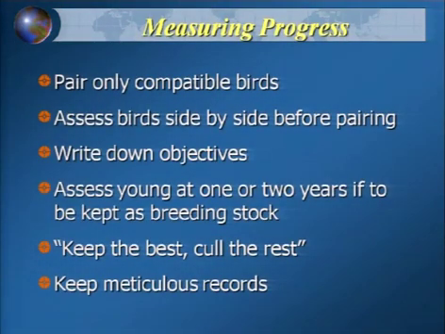You want to measure your progress in working with any mutation, so pair compatible birds, and that's not just will they breed, but also what the right colors are. You don't want to start breeding all those cheap patch types together. Assess your birds side by side, just like you would before a bird show. When you do your breeding pairing, put them in separate cages and figure out their good points and weak points. Write down your objectives, or else you'll never remember them. That bird looks good with that bird is not a good breeding program.